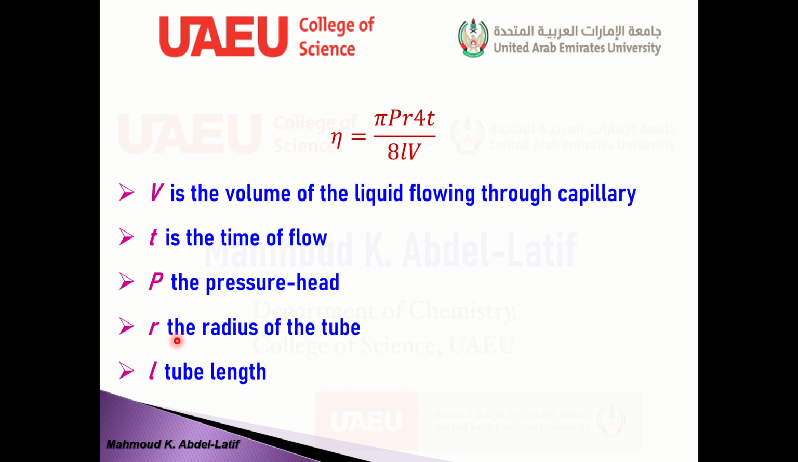We can determine the viscosity of a solution using Poiseuille's equation, or Poiseuille's law, which is given in front of you, in which eta equals pi P r to the power 4 t divided by 8 L V, where pi is the constant, V is the volume of the liquid flowing through the capillary tube, t is the flow time for that volume to flow, P is the pressure head, r is the radius of the tube, and L is the length of that tube.